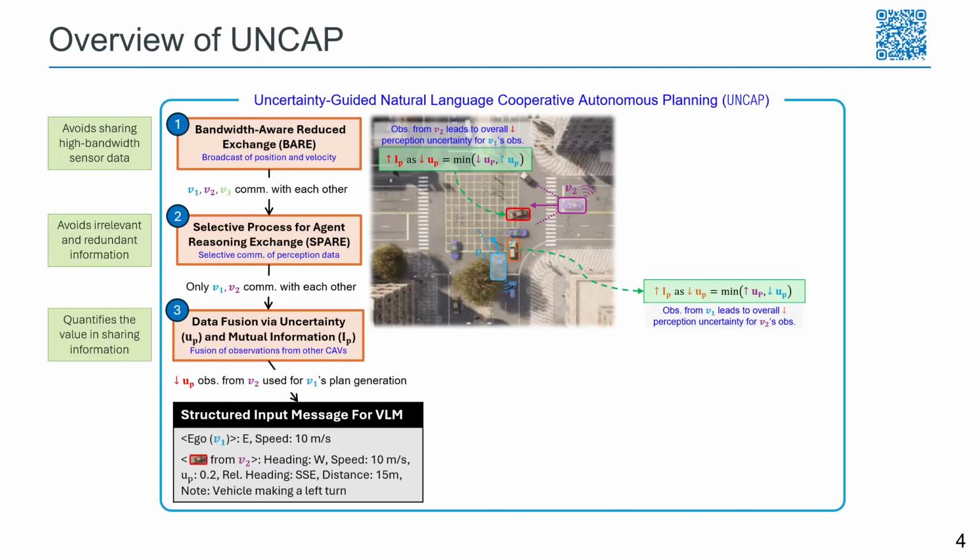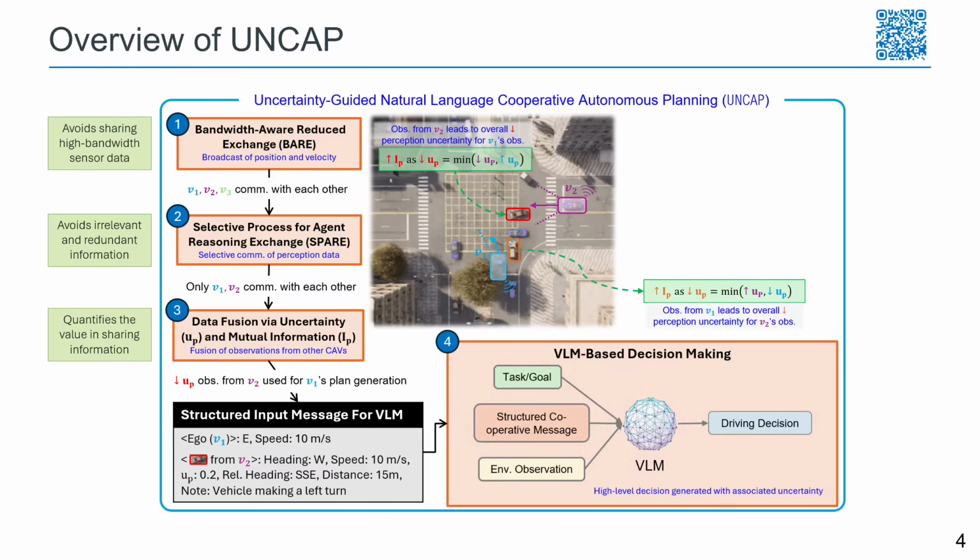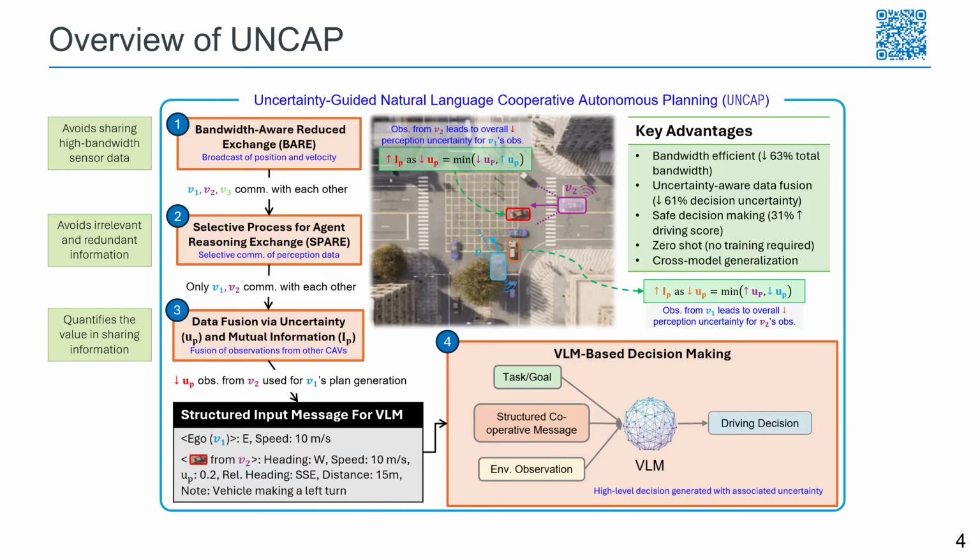The shared information is then fused and used to construct a structured input message for a VLM for decision making. The key advantage of UNCAP is that it is not only bandwidth efficient, but also yields improved driving quality while being zero-shot and generalizable across multiple models.